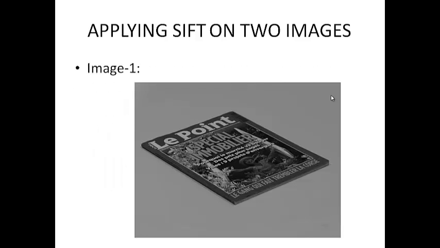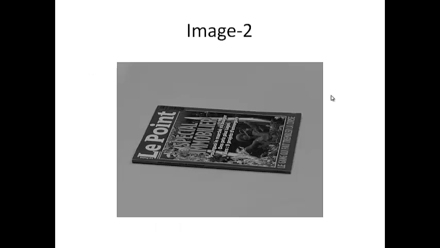Applying SIFT on two images. The SIFT algorithm can be implemented by using an application called ASIFT. This application takes two images as input and compares these two images based on the feature points extracted from them. Here are the two images fed as input to the ASIFT application. This is image 1 and this is image 2, which is fed as input.